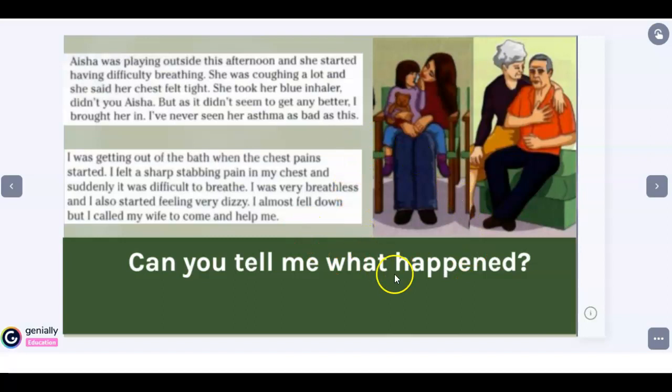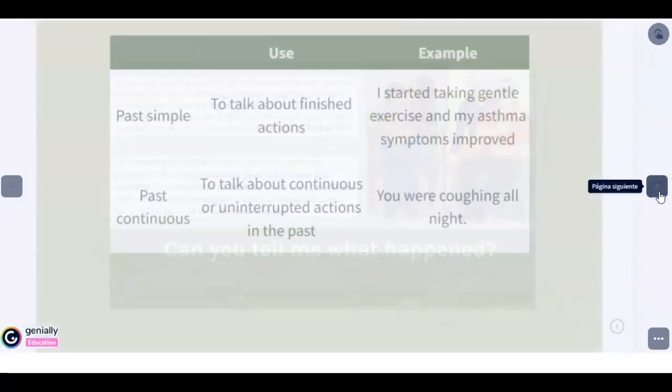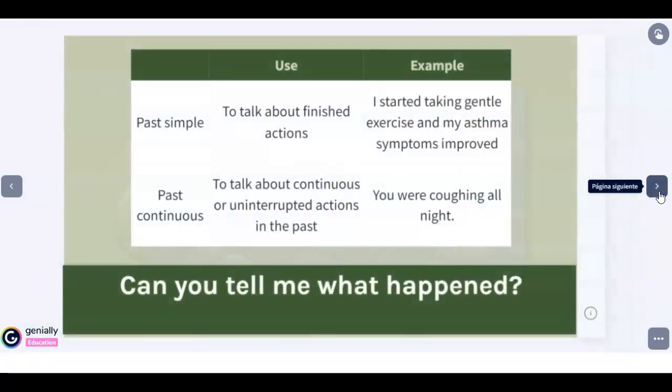So as you can see here, we are paying attention to the past tense. Do you remember the past tense? I'm quite sure you do. So let's do a very quick review here. Remember that we have these two types of past tense. We have the simple past or past simple that is used to talk about finished actions. For example, I started taking gentle exercise and my asthma symptoms improved. Then we have past continuous that is to talk about continuous or interrupted actions in the past.